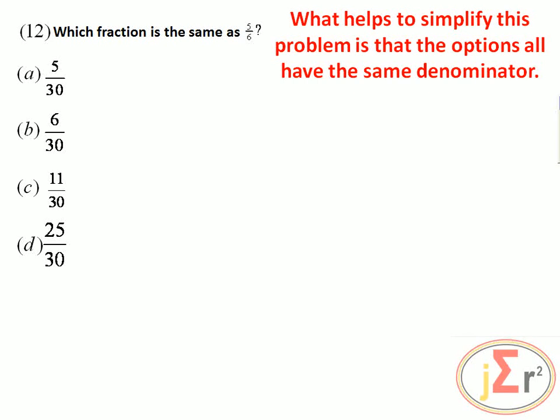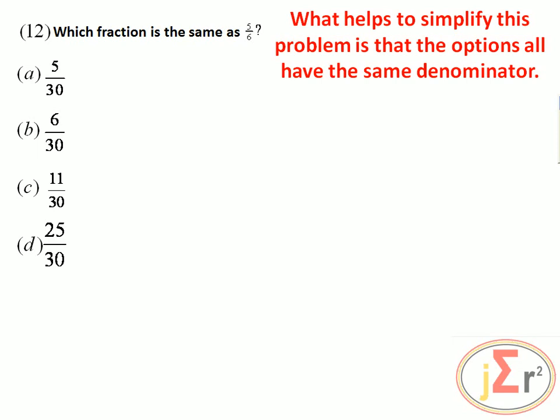What helps to simplify this problem is that the options all have the same denominator. Which fraction is the same as 5/6? That is our problem. We need to identify among the options the fraction that is the same as 5/6.